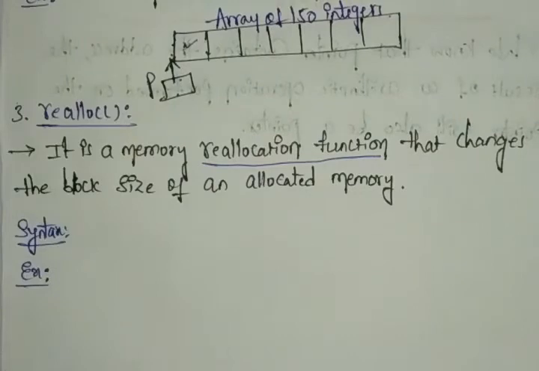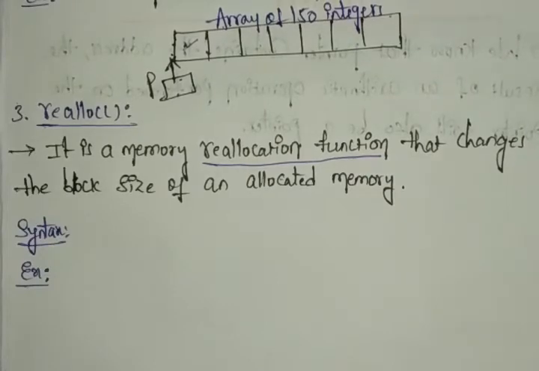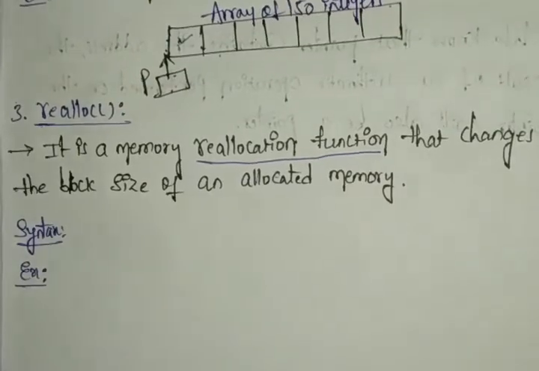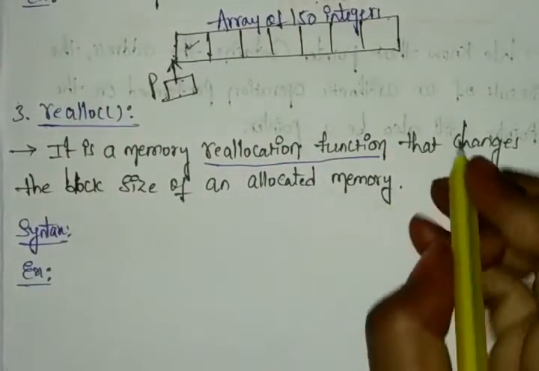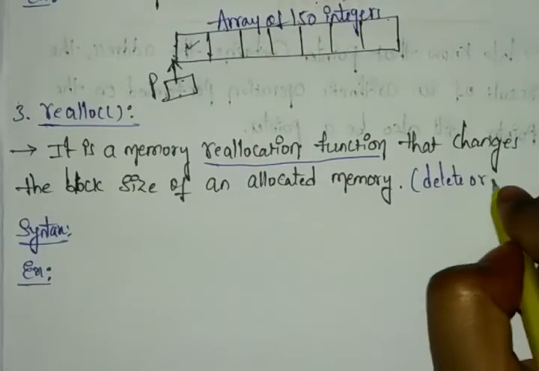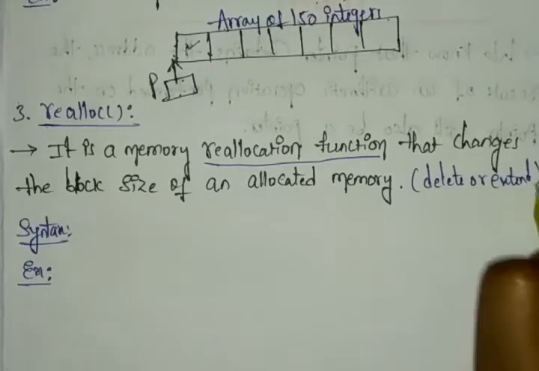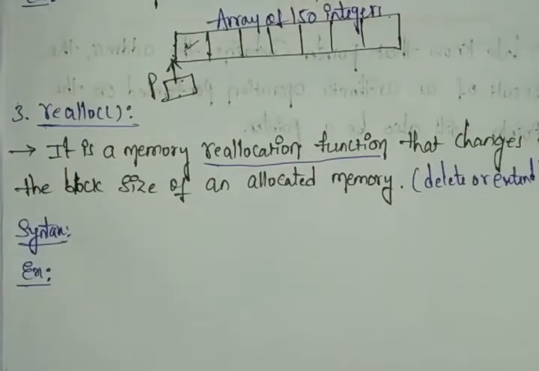If you need to extend the block size, or if you need to delete, say you only have 100 integers and you need to delete 50 integers from the array, in that case you can also use reallocation. Reallocation can perform a delete, or it can extend the block size. We can delete the block of size, or we can extend the block of size. That can be done by realloc.